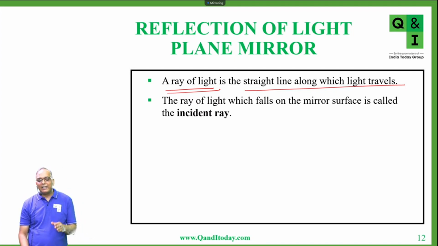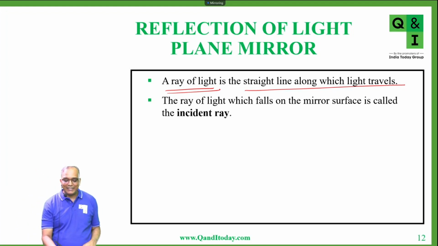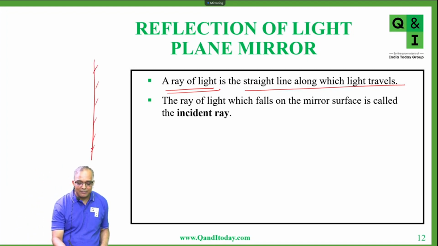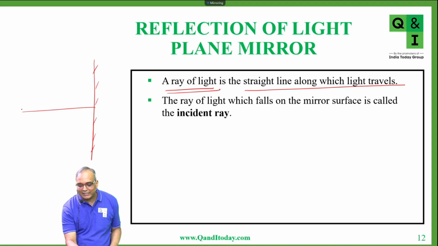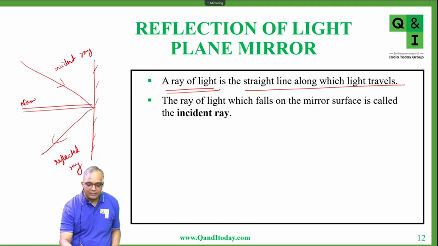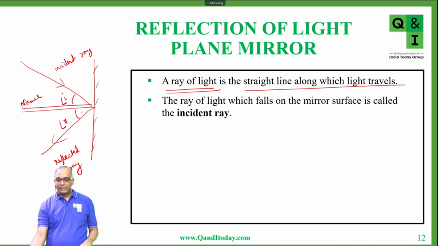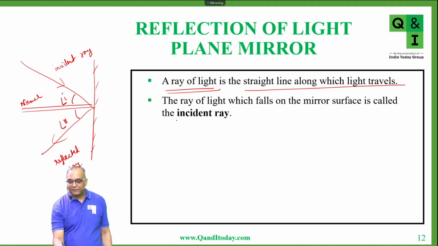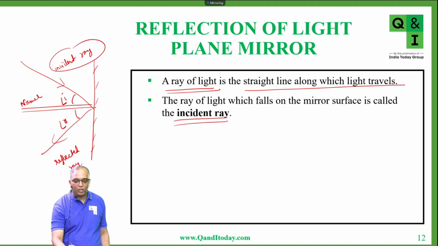The ray of light which falls on the mirror surface is called the incident ray. For example, if this is the mirror and this is the point of incidence, this will be your incident ray. This is your reflected ray. This is the normal. This is the angle of incidence, and this is your angle of reflection. So the ray of light which falls on the mirror surface is called the incident ray.